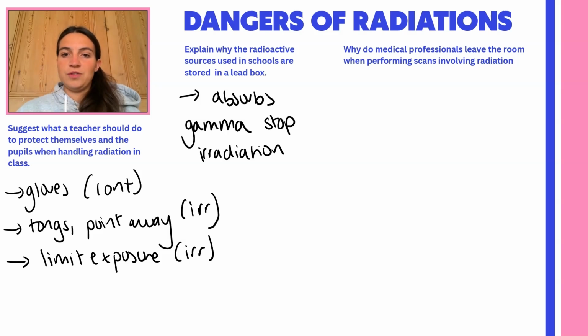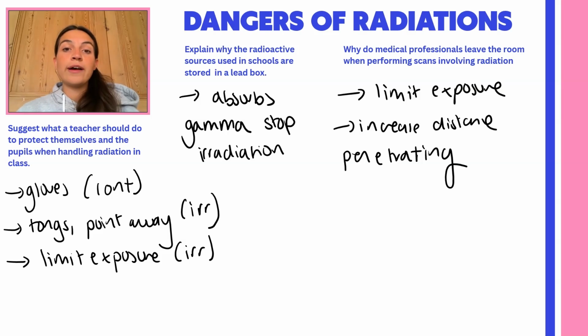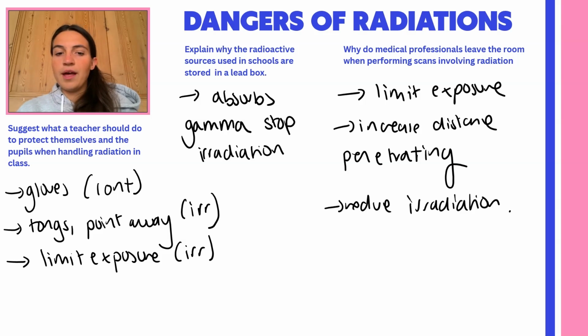Why do medical professionals leave the room when performing scans involving radiation? If you're a medical professional working with radiation, then you need to protect yourself and make sure that you can limit your exposure to that radiation. One way of doing that is to increase the distance between you and the thing scanning your patient, which is emitting some radiation. That's good, because the radiation might not be able to penetrate so far to actually reach you. So that reduces irradiation from that particular source.